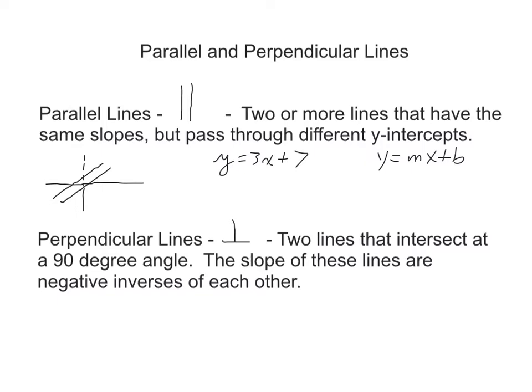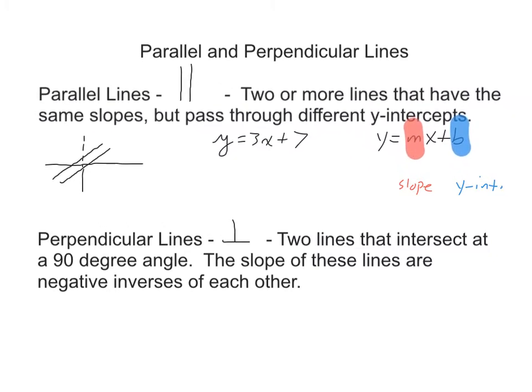Where m is your slope, and b is your y-intercept. Again, y-intercept is just a fancy name for where it crosses the y-axis. So on this one, we need to pay attention to the slope. Notice that the definition says they have the same slope.